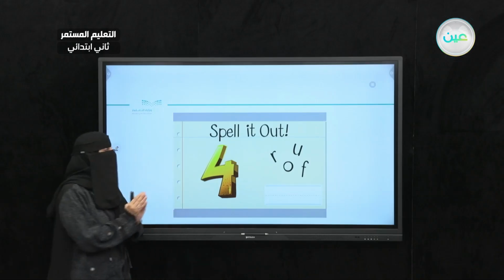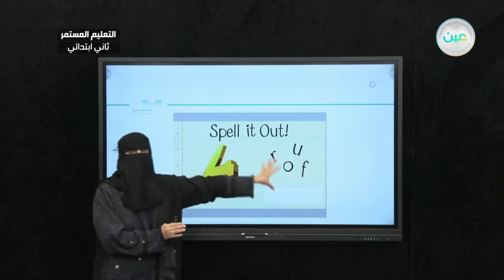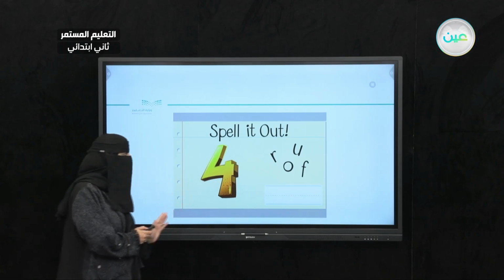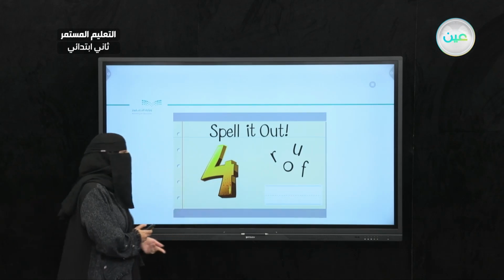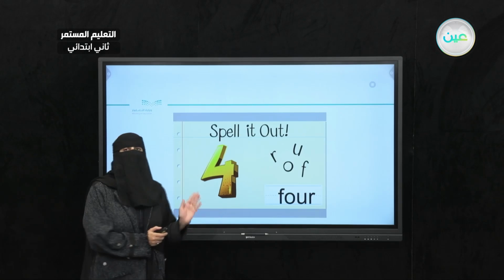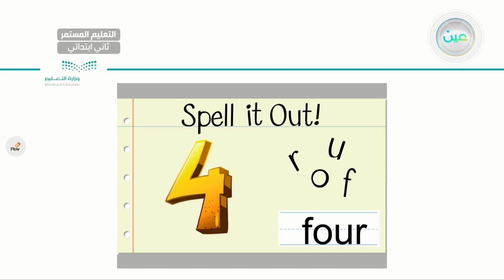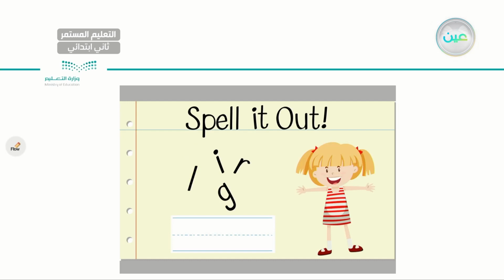What do you think, my dear student? Which word can we form out of these letters? R, O, U, and F. Very good, excellent. It is four. The word is four. Let's spell the word: F, O, U, R, four. Excellent. Let's move to another example.